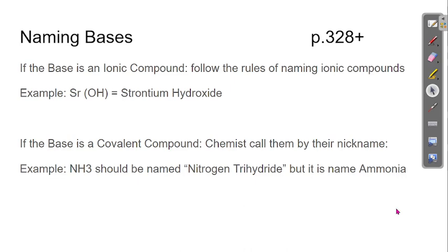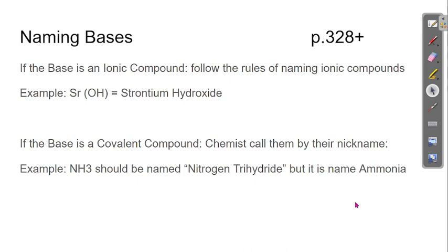Now, page 328, naming bases. If the base is an ionic compound, so it has a metal, follow the rules of naming ionic compounds. How did we name those? We named the first one, the metal, strontium, and then we added "ide" at the end of whatever you have there, hydroxide.